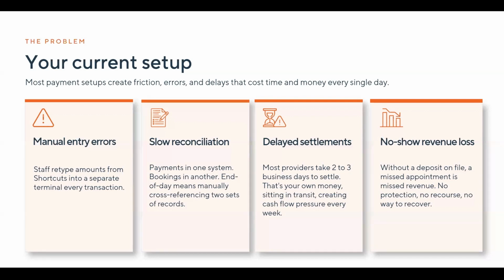Now, delayed settlements. Most providers take 2 to 3 business days to settle. So you've taken that deposit and it can take 2 to 3 days to hit your bank account. That's your money sitting in transit, creating cash flow pressure every single week. With Shortcuts Pay, it's the next working day, whereas most providers is 2 to 3 business days. Ours is the next business day.